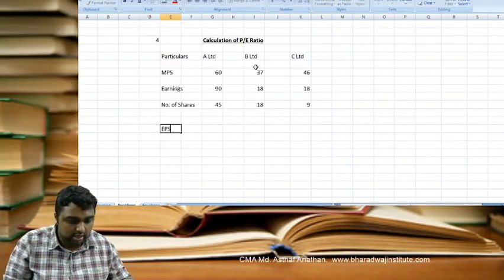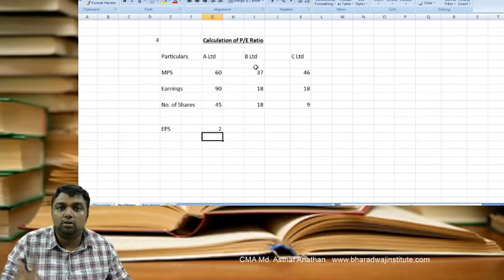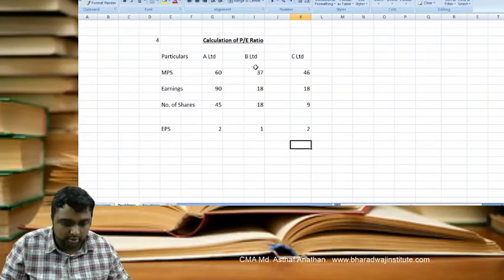So what will be the EPS per share? 90 crore divided by 45 crore, you will get 2 rupee. Here 18 crore divided by 18 crore, you will get 1 rupee. Here 18 crore divided by 9 crore, you will get 2 rupee.